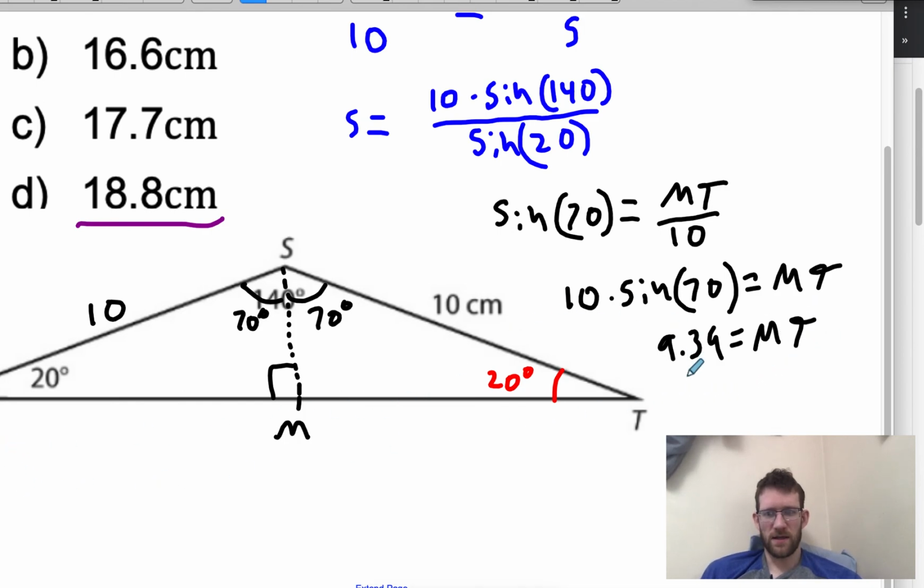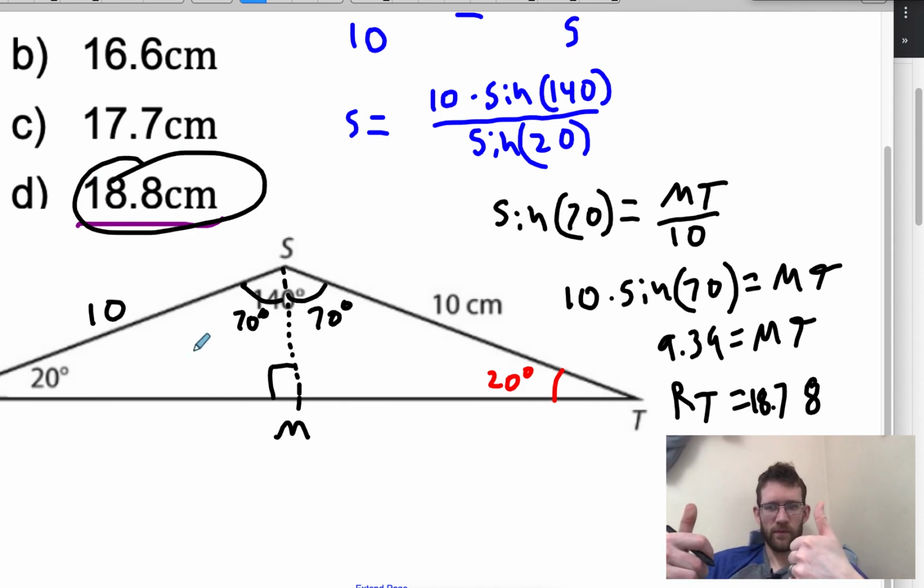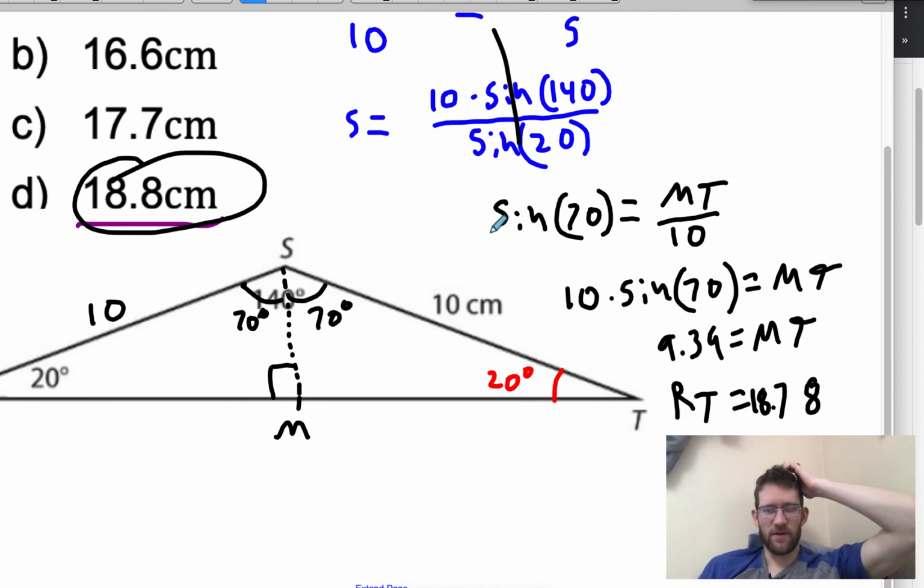So that means RT equals twice that, which equals 18.78, which rounds up to 18.8. Cool. So good job being clever if that was the method you used.